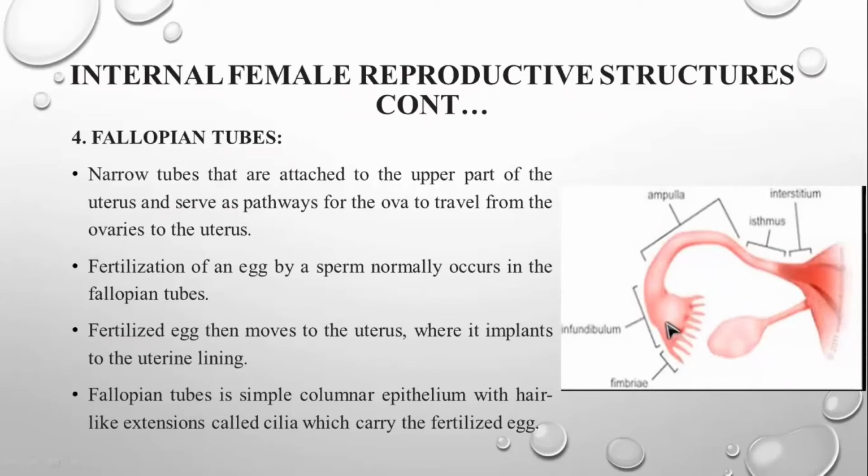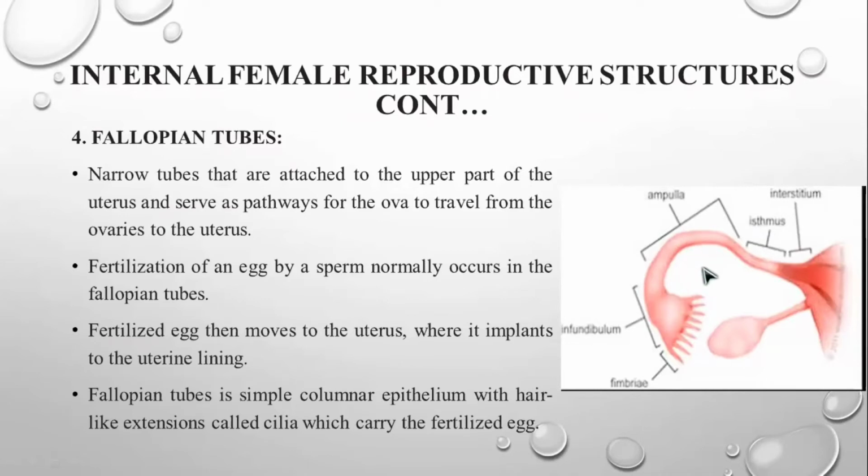While it travels from the fallopian tube to the uterus, it might get fertilized by the sperm if the female has intercourse with the male. The sperm which has been injected reaches the ovum, which is rolling down. Most of the fertilization takes place in the fallopian tube. The fallopian tube is a narrow tube attached to the upper part of the uterus and serves as the pathway for the ova to travel from the ovaries to the uterus. The fertilization of an egg by the sperm normally occurs in the fallopian tube.